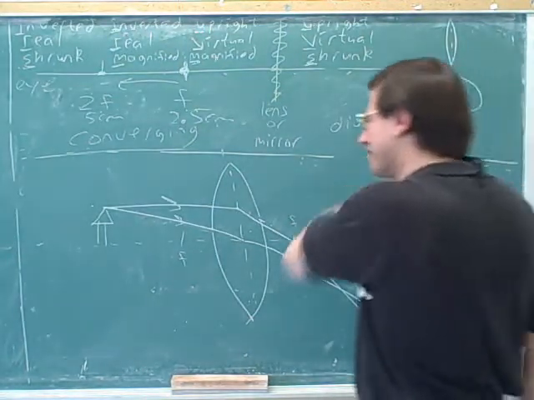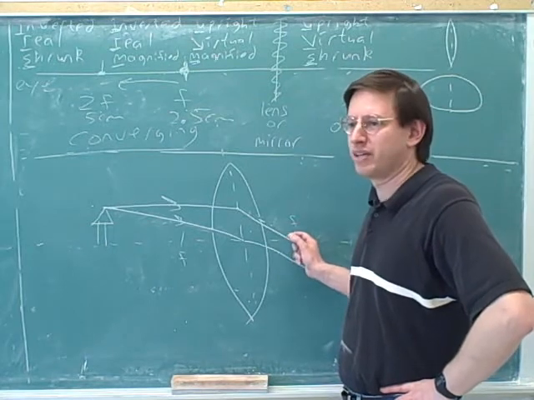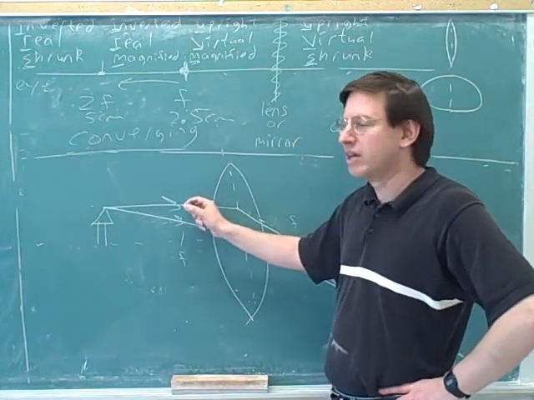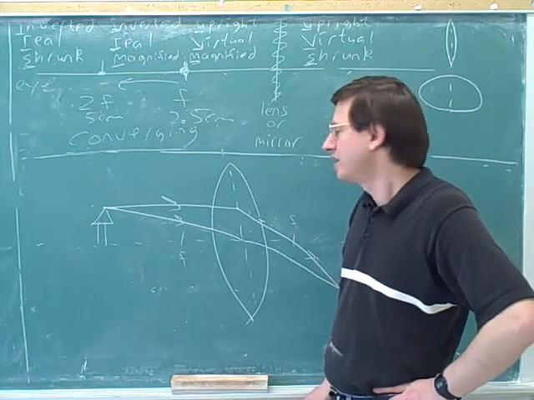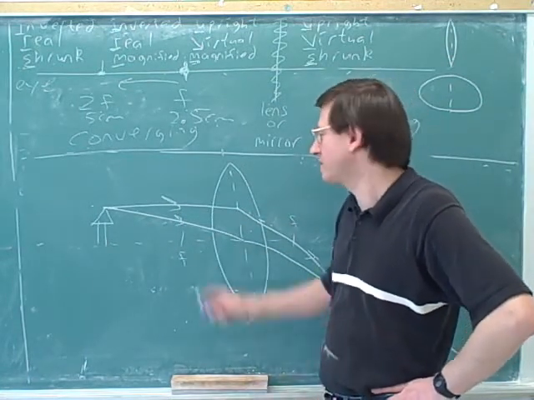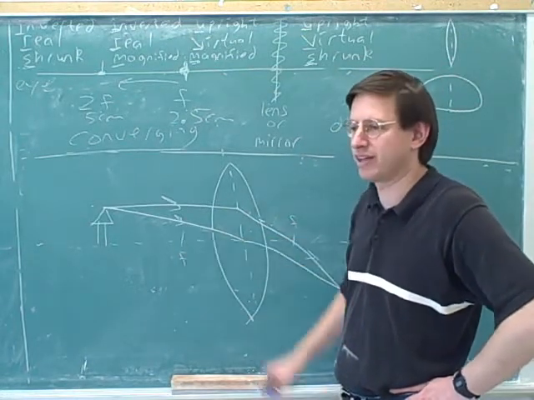I guess maybe you're not making this yet, but some of my other students oftentimes think that everything goes to the focal point. Only this ray goes to the focal point. Only the ray that comes parallel to the axis goes to the focal point. No other ray goes to the focal point except the ray that came in parallel to the principal axis, the horizontal axis here.